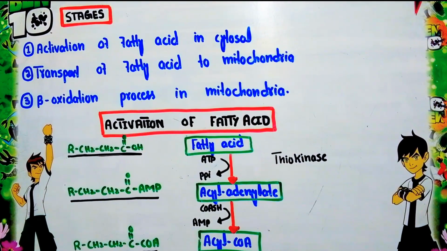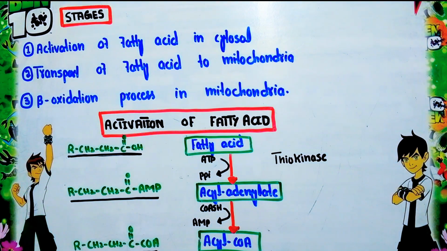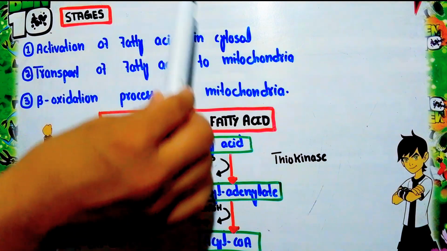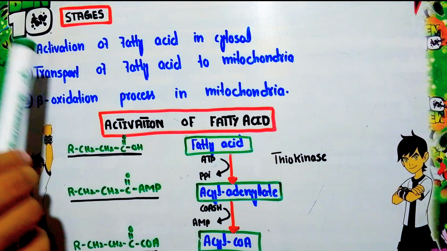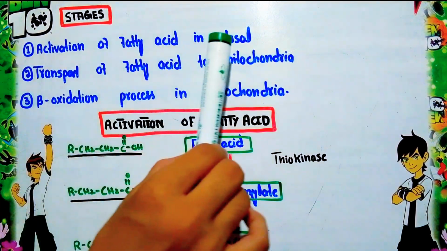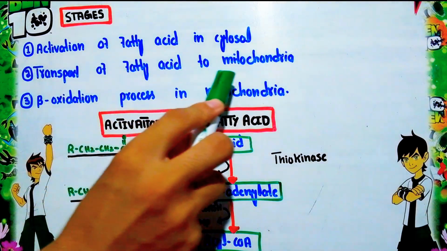Now we will see the overall beta oxidation process. This beta oxidation of fatty acid occurs in three stages. The first stage is the activation of fatty acid in the cytosol. When triglycerides are broken down, they form fatty acids, and this fatty acid is activated in the cytosol. The second stage is the transport of fatty acid to the mitochondria.